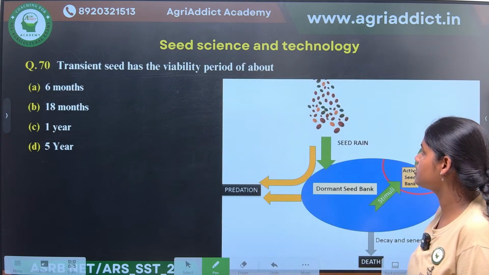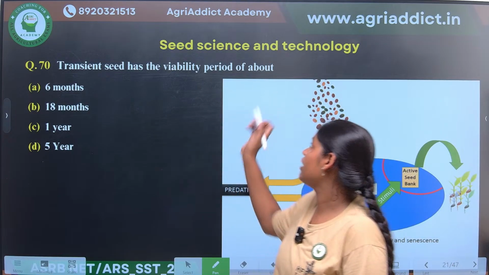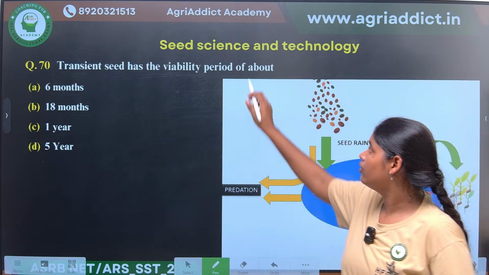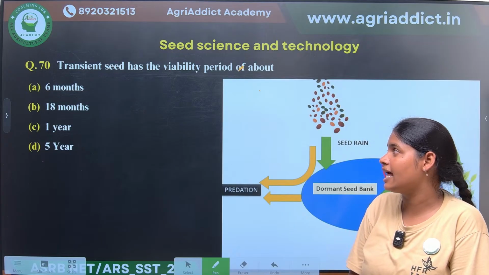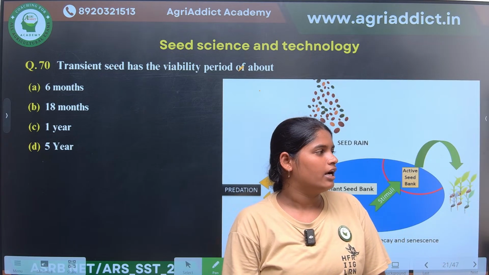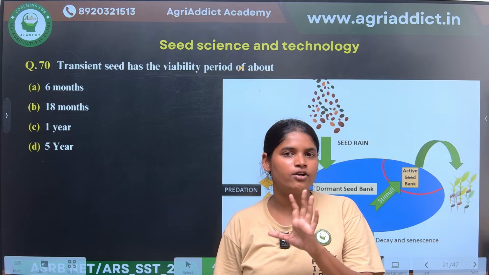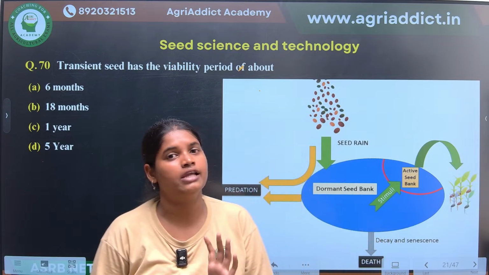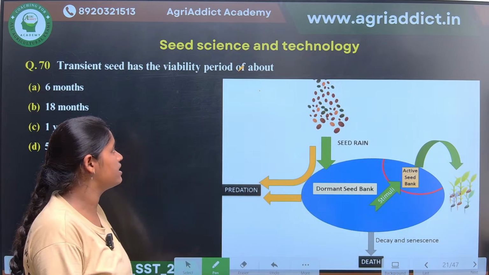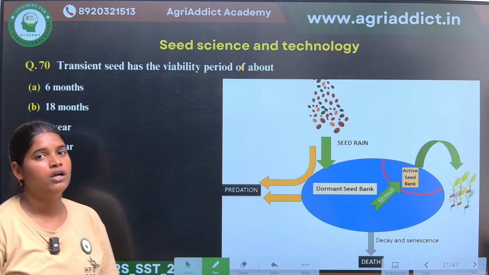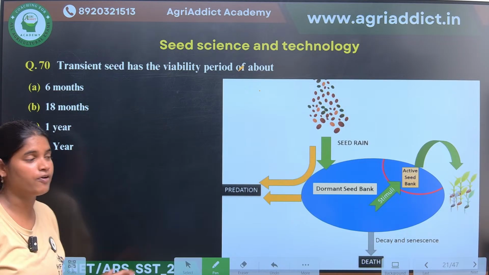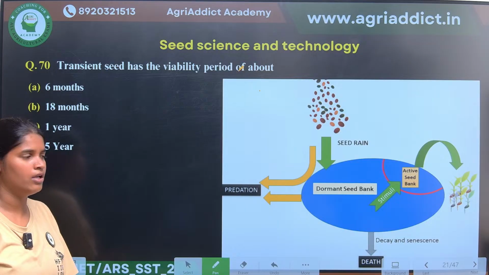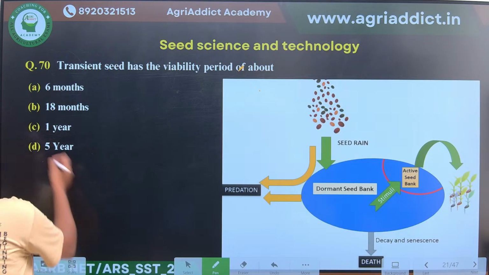And the next question is: a transient seed has a viability period of about? Options: 6 months, 18 months, 1 year, and 5 years. Transient seeds, try to answer this. This is related to the unit on seed dormancy and germination. Transient seed has a viability period of about how many months? 6 months, 18 months, 1 year, or 5 years? Is it 1 year?